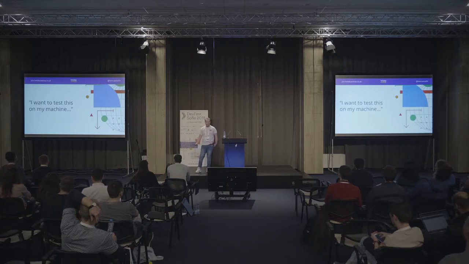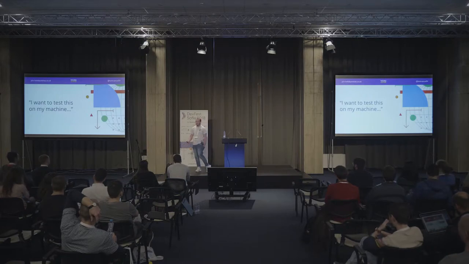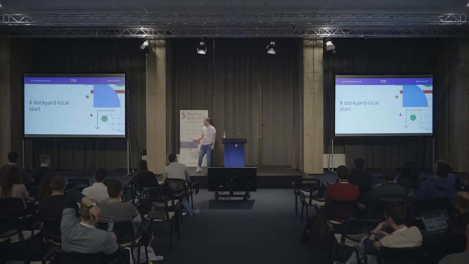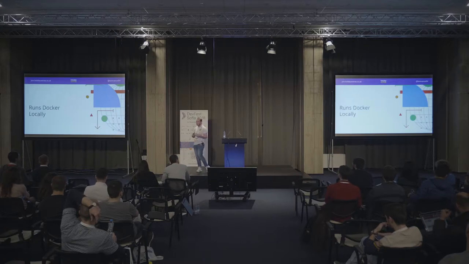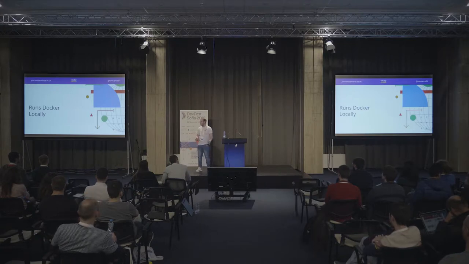The next problem that we faced when we moved to this process was that engineers and testers still wanted to be able to run this on their laptops. But obviously we had the problem that our services are talking to multiple services, and how do you emulate that? So we created another tool called Dockyard Local. Dockyard Local essentially spins up a Docker container locally for every service that your service is dependent on, and basically runs some Docker Compose commands, and it emulates that environment for you.